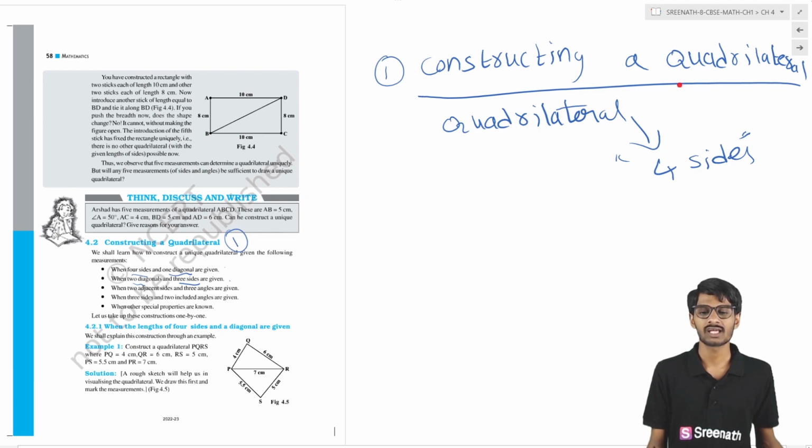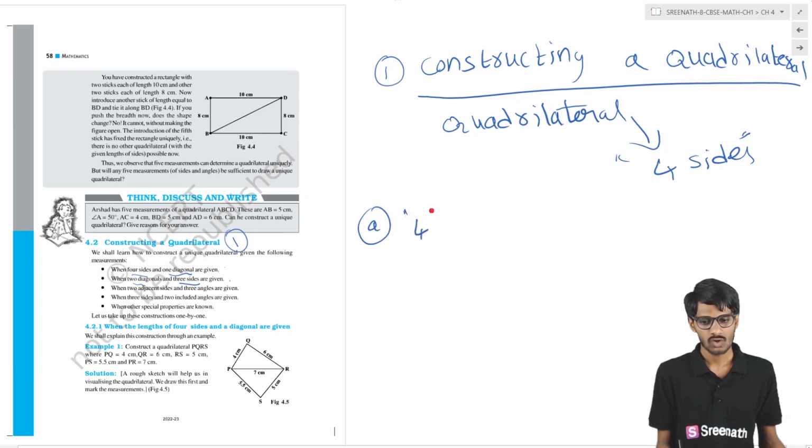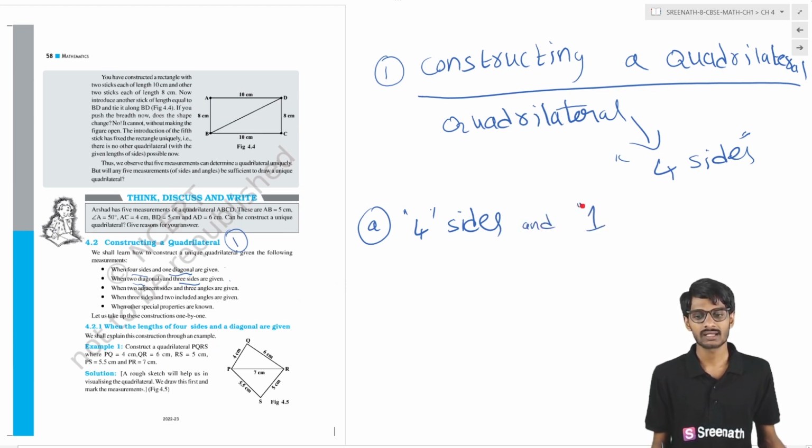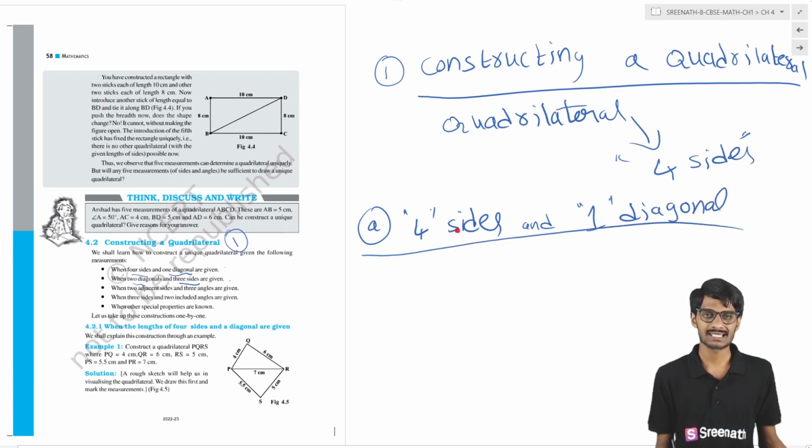We are going to construct a quadrilateral. The first case is when the lengths of four sides and one diagonal are given. Whenever four side lengths and one diagonal length are given, how to construct a quadrilateral using this. This is what we are going to learn now.